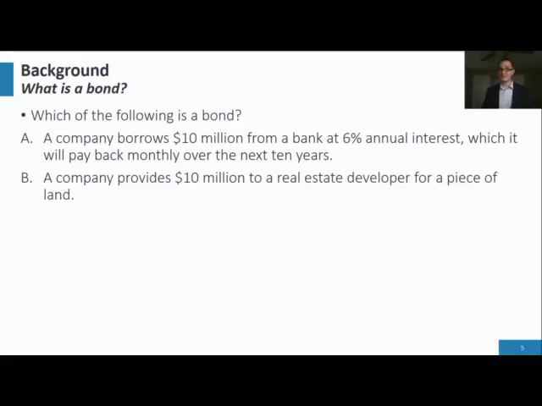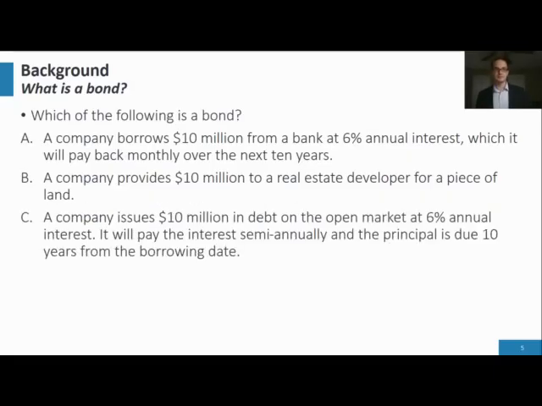B, a company provides $10 million to a real estate developer for a piece of land. This seems more like a sale of land to the company, or purchase from the company's perspective. So this would not be a bond. C, a company issues $10 million in debt on the open market at 6% interest. It will pay the interest semi-annually, and the principal is due 10 years from the borrowing date. This seems to have all of the elements of a bond, right? It's on the open market. We have a principal amount. We have interest. It's semi-annual. So this seems like the best answer, right? And so C seems correct.